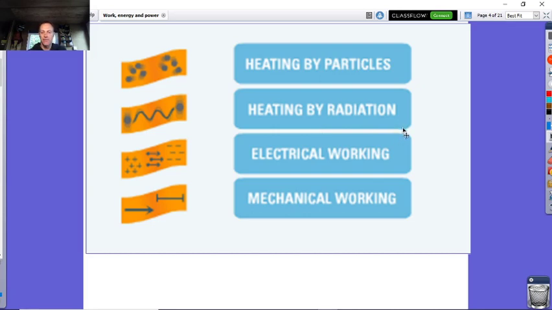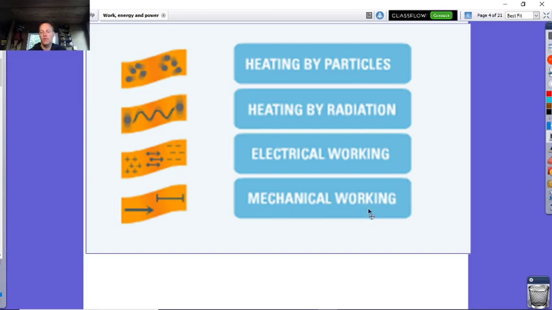That's light and infrared. Electrical working is all the idea of a cell. When you've got a cell, you've got a chemical store, and then eventually it could end up in an electric motor, and then it goes into a kinetic energy store. Mechanical working is all pushing and pulling, that is all friction.